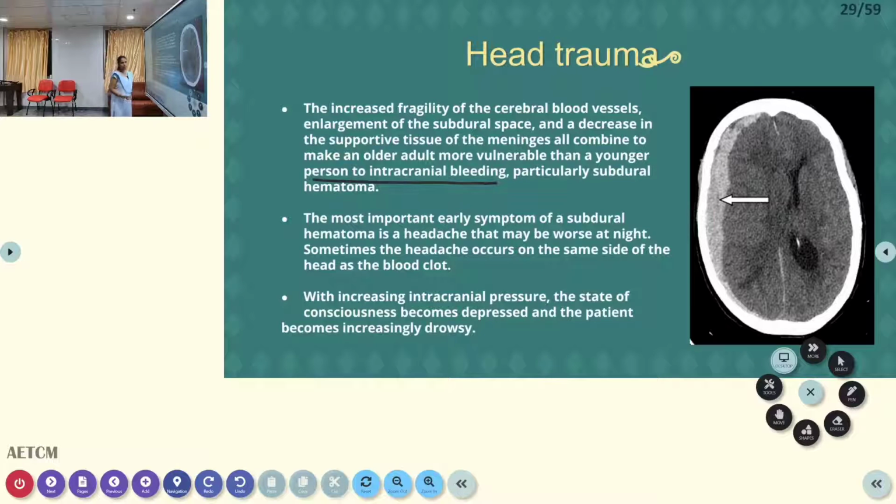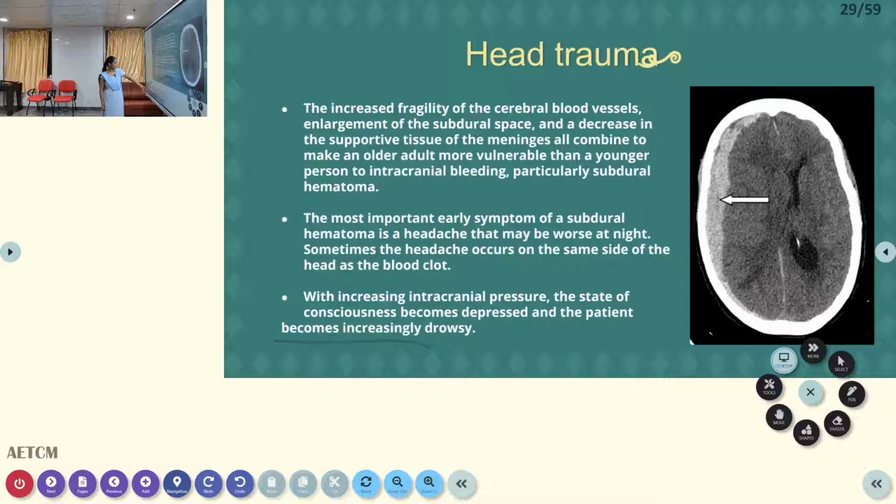The most important symptom of subdural hematoma is a headache that may worsen at night. Sometimes the headache occurs on the same side as the blood clot. Next, with increased intracranial pressure, the state of consciousness will become depressed and the patient becomes increasingly drowsy.